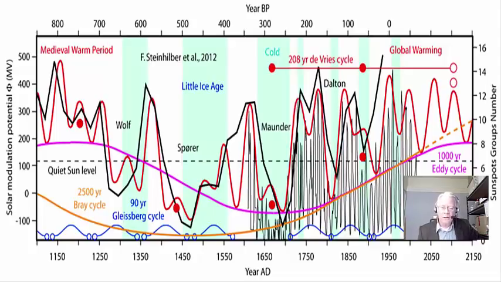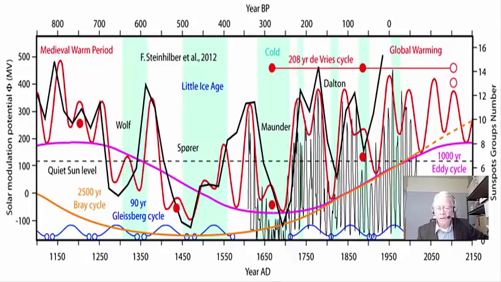So, if we go back to about 1200, we had the medieval warm period. You can see there on the left. This is work by Steinhilber in 2012. You can look this paper up as well. And then we had a period of quiet solar activity during the Wolf minimum, and then a short period of warming around 1400. And then we had the Spörer minimum, low solar activity around 1450 to probably 1550. That was a little ice age we had there.